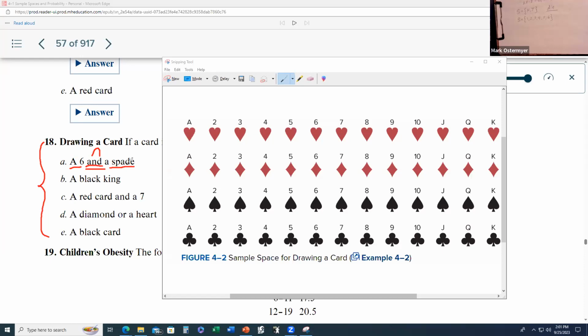So the probability of selecting a 6 and a spade is demanding that we select one card, and that can only occur one way: if you select the 6 of spades. The 6 of spades is the only way you can select a card that has a number 6 on it and is also a spade out of 52 cards. So the probability of selecting a 6 and a spade is 1 over 52.